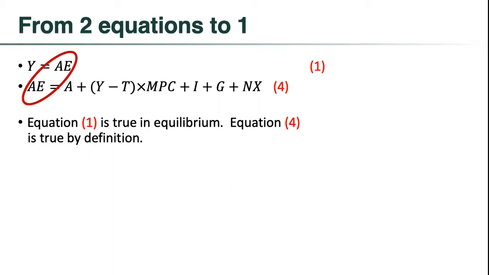Equation 1 is an equilibrium condition. That means that it doesn't always have to be true. It's just describing what our market looks like in equilibrium. But equation 4 is true by definition because that's how we defined aggregate expenditure and that's how we defined consumption. So equation 4 is always true, but equation 1 doesn't necessarily have to be true.